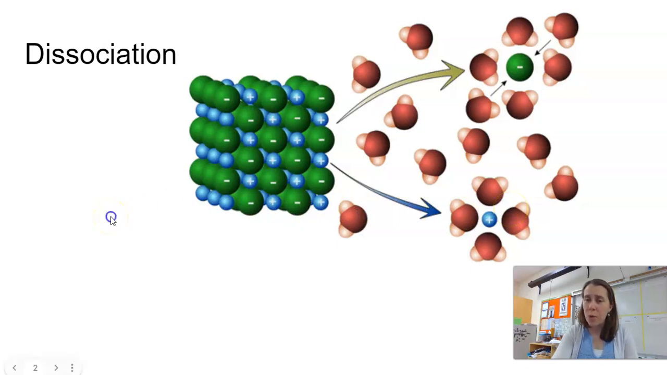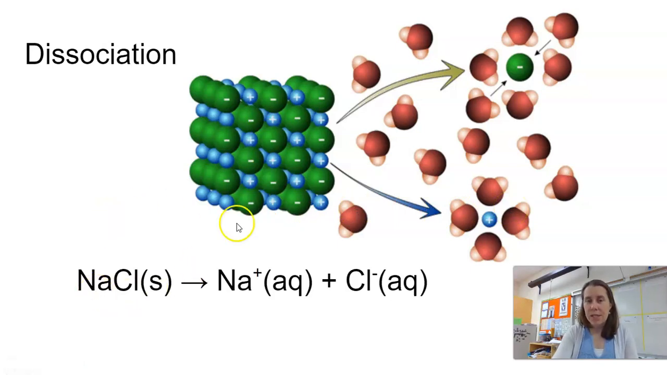So if we were to write an equation for that, it would look like this. So this is a representation of NaCl. So we have Na+ ions and Cl- ions. And when we put sodium chloride or table salt in water, it dissolves. And when it dissolves, it dissociates. So the two ions separate.